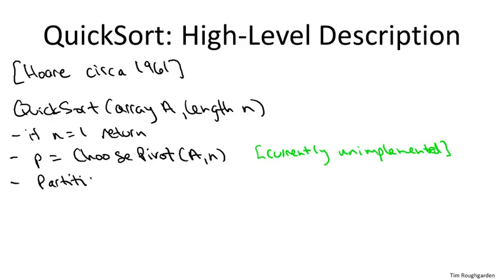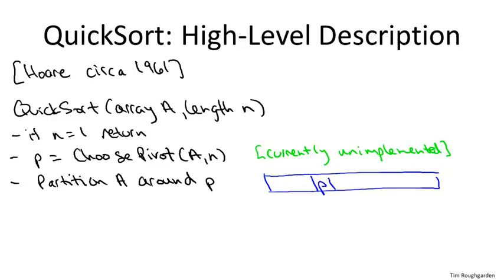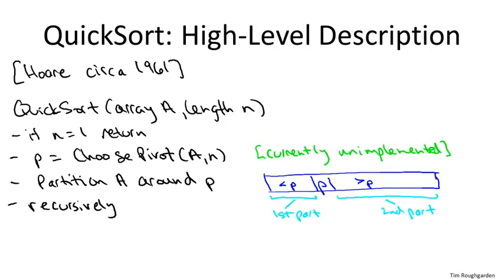So recall that results in a version of the array in which the pivot element p is in its rightful position. Everything to the left of p is less than p. Everything to the right of the pivot is bigger than the pivot. And now all I have to do to finish up is recurse on both sides. So let's call the elements less than p the first part of the partitioned array, and the elements greater than p the second part. And now we just call quicksort again to recursively sort the first part and then to recursively sort the second part.